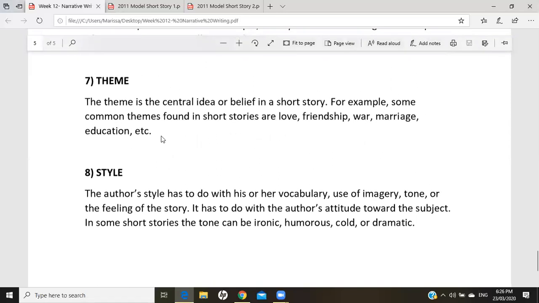So we're reaching the last two of this handout. Number 7 says the theme. So the theme is a central idea or belief in a story. So it's like the main thing, whatever the story is about.